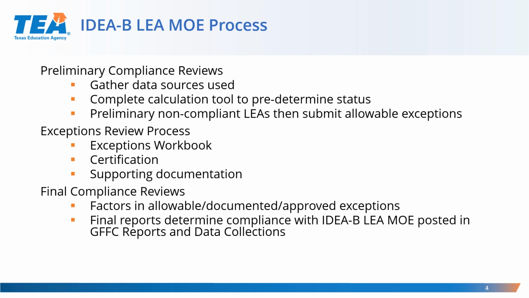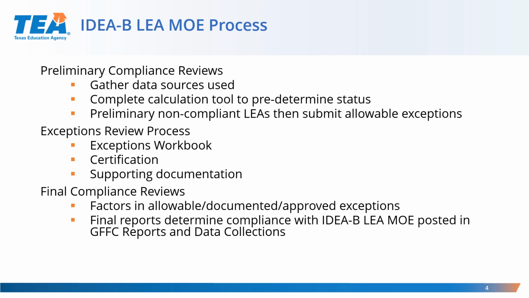For the IDEA-B LEA MOE process, the FFCR division posts preliminary compliance reviews, which LEAs should compare to their own calculation of MOE, which they've predetermined by gathering data sources and completing the calculation tool. The calculation tool can be found on the IDEA-B LEA MOE webpage. Once preliminary compliance reviews are available, non-compliant LEAs then submit their allowable exceptions.